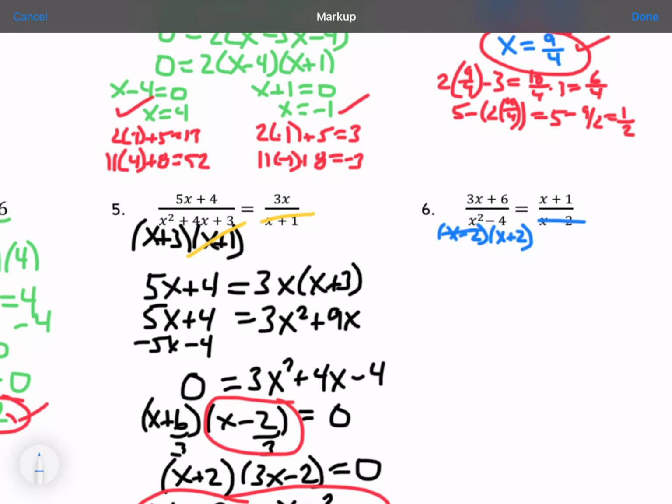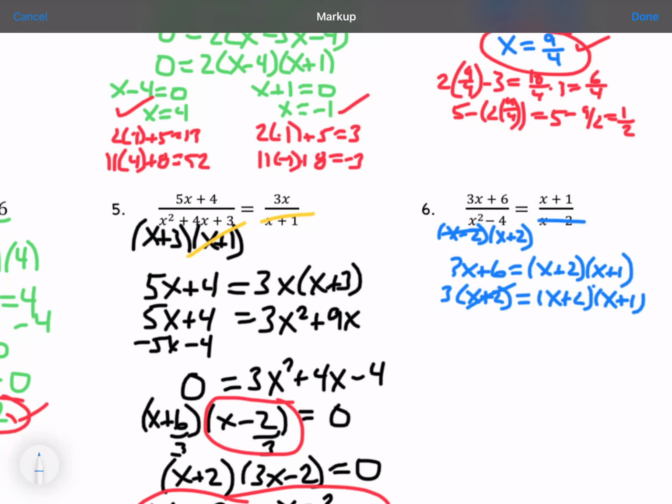So this is where solving and adding and subtracting are different. All right, so now we can cross multiply. So we'd have 3x plus 6 equals x plus 2 times x plus 1. And so now, to save even more time, can we factor 3x plus 6 out? What's the GCF? 3. So you could have 3 times x plus 2 equals x plus 2 times x plus 1. So if you have x plus 2 multiplied on both sides, you can divide it out. The x plus 2's would go away. So then I would just have 3 equals x plus 1. x equals 2.